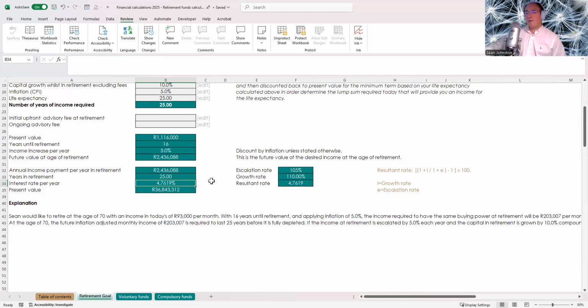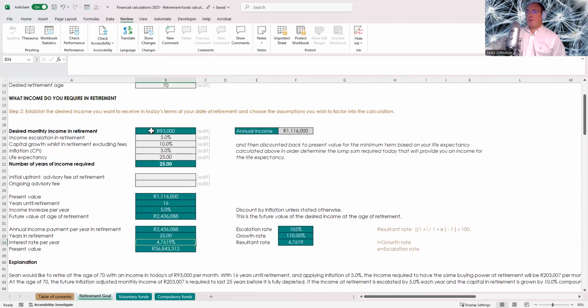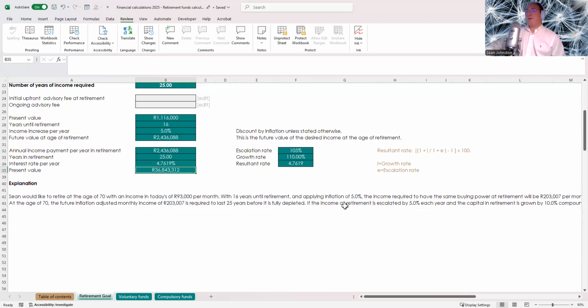So it's genuinely 4 decimals, which means that this amount lasting 25 years using the resultant rate, which is the difference between the escalation of 5% in retirement and the growth of 10% before fees, this person would need to have 36.843 million Rand at the age of 70 to last 25 years.